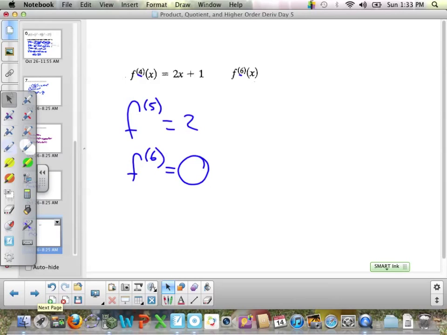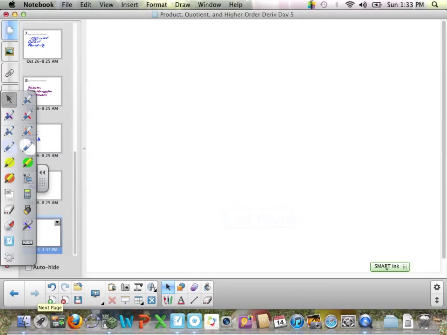Right? So in review, a higher order derivative means a derivative beyond the first derivative. To find the second derivative, you first find the first derivative. To find the third derivative, you first find the first and second.